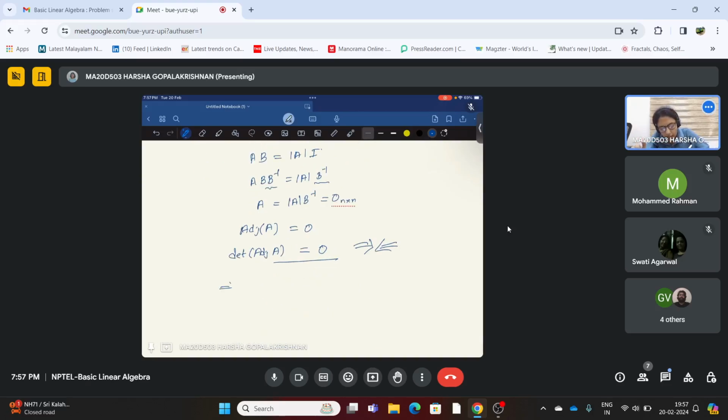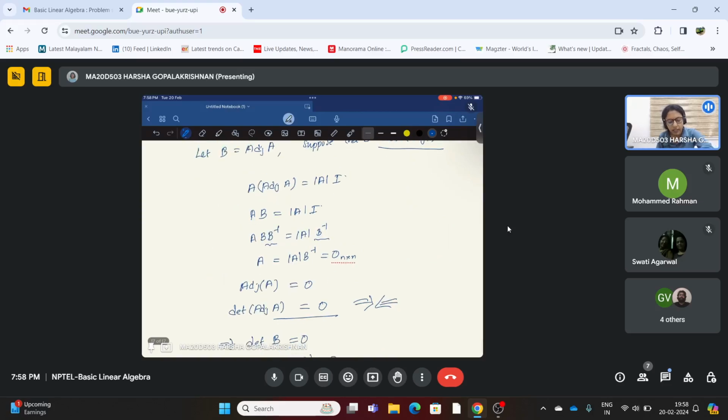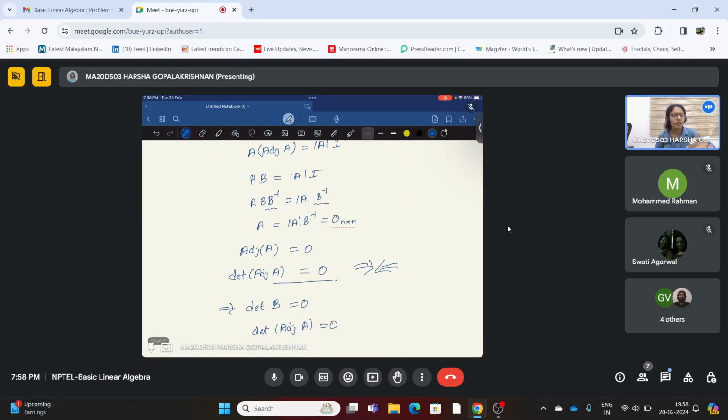That implies determinant of B, our adjoint of A, should be equal to 0. Is that fine? Sorry, in between I was also having some confusion. It is just an arrangement, and we are reaching a contradiction.